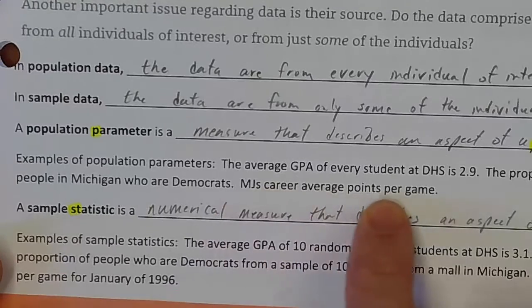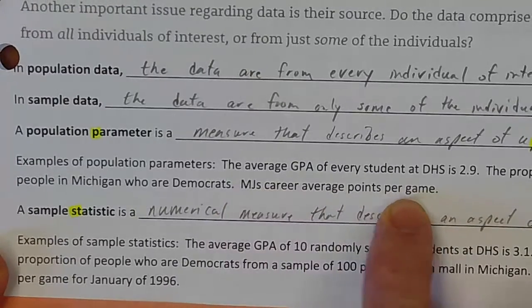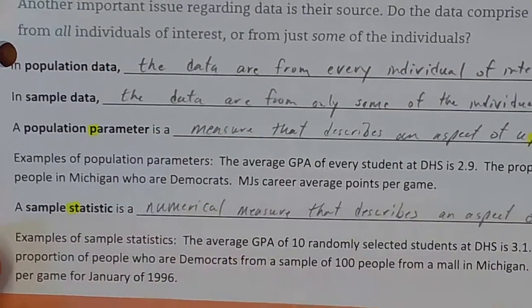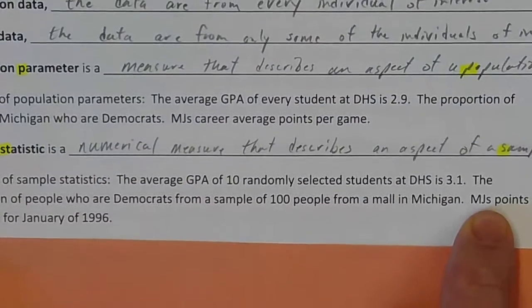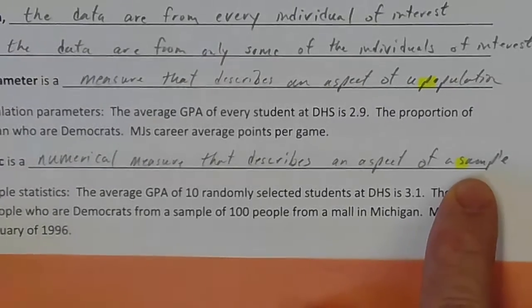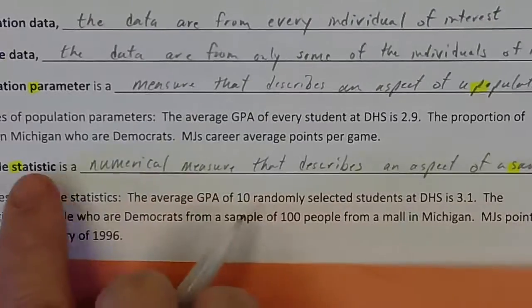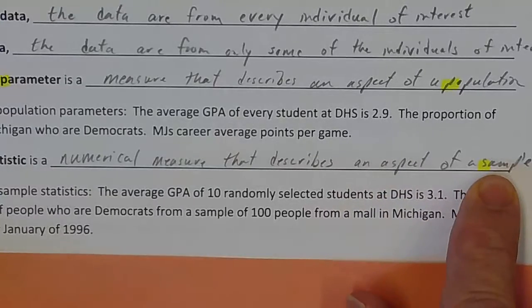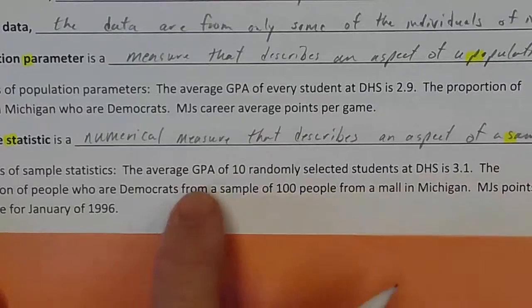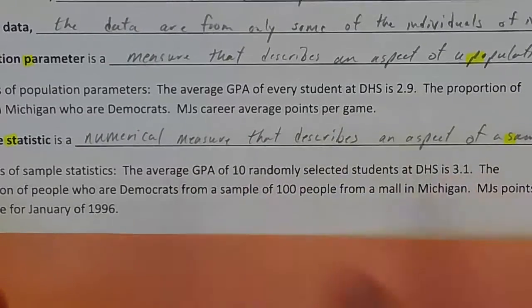Michael Jordan's career average points per game. That's not a stat. That is his parameter. But if it's just maybe a couple of MJ's games or one of his seasons, now we can call it a stat, because it's a sample of his career. So a statistic is data about a sample. Ten students from the high school instead of the entire school. Sample.